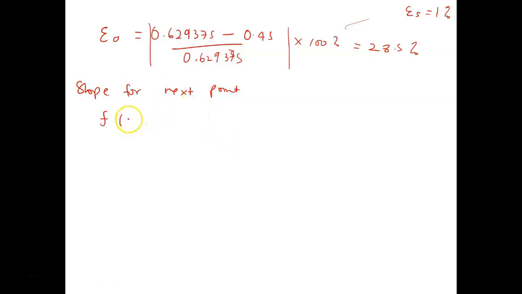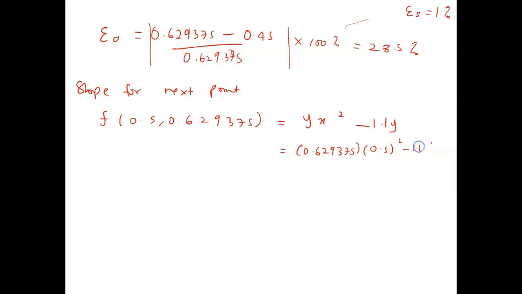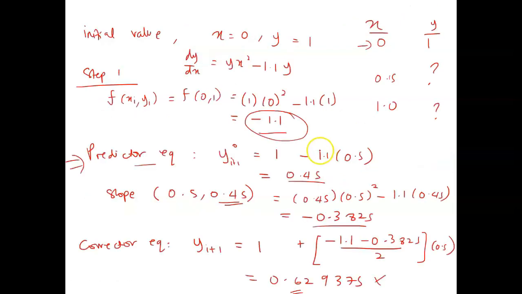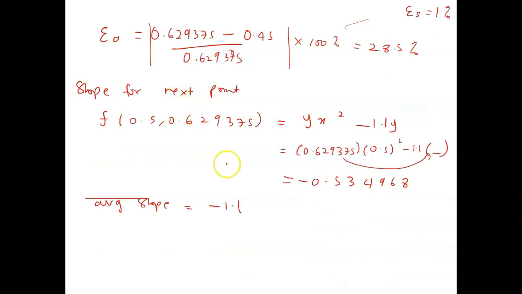In order for us to calculate the next point, the slope for 0.5 and 0.62975 is yx squared minus 1.1y. This is 0.62975 times 0.5 squared minus 1.1, and then this value again. Solving this, you will get negative 0.534968, and then calculate the average slope: negative 1.1 plus negative 0.534968, divided by 2, and solving this, you will get negative 0.817484.